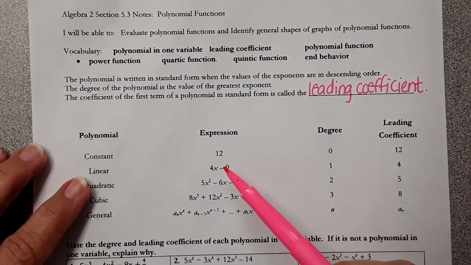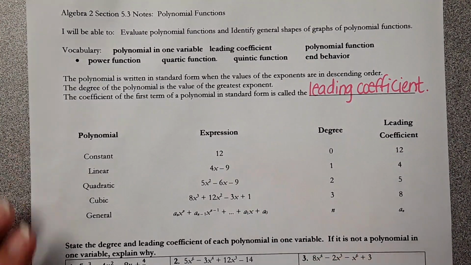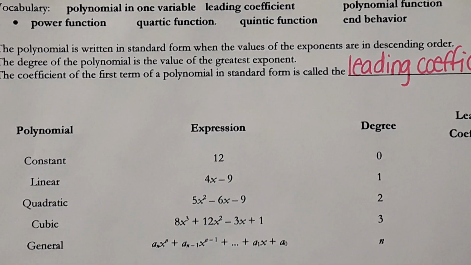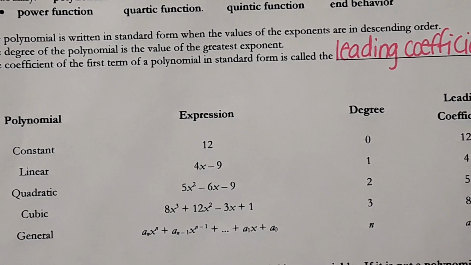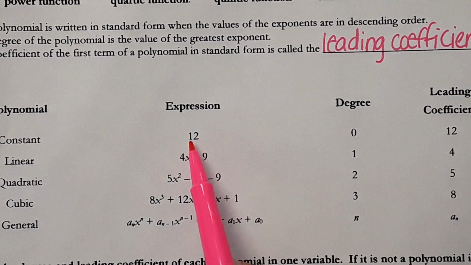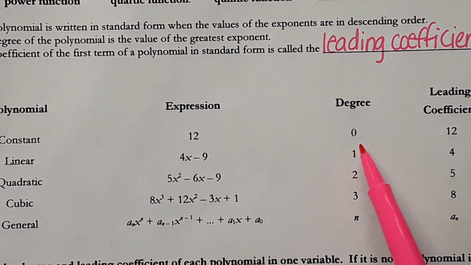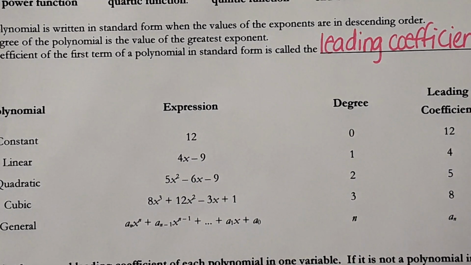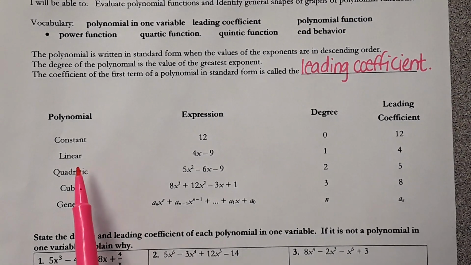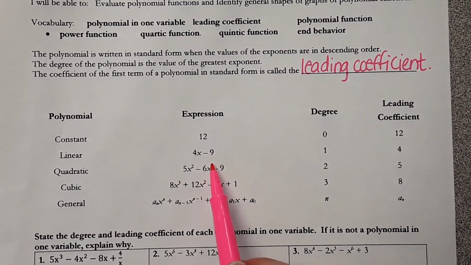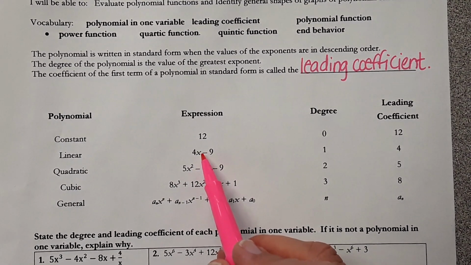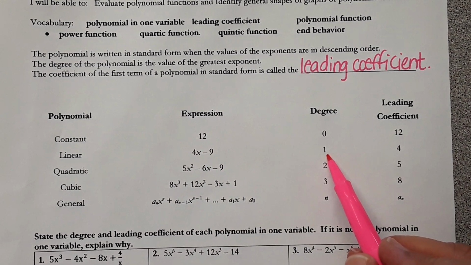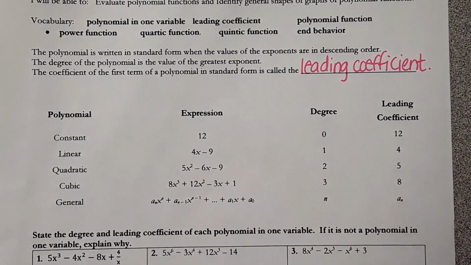So a number without a variable is called the constant. And notice that if this is the only term, your degree is 0 because you don't have a variable. That's the only reason your degree is 0. Okay. The linear 4x minus 9, because the x has an exponent of 1, that's your degree. And then 4 is your leading coefficient.